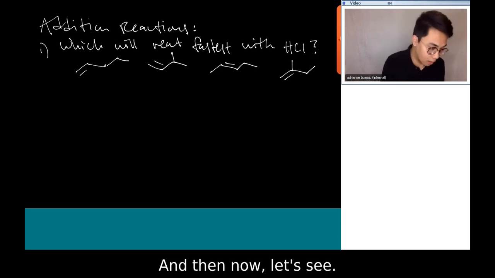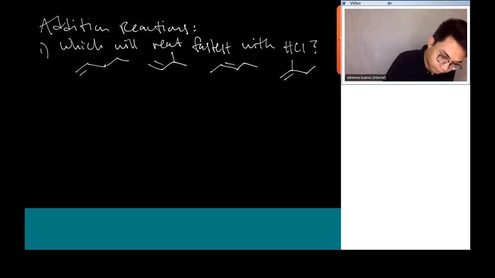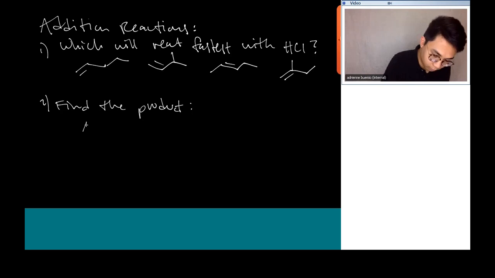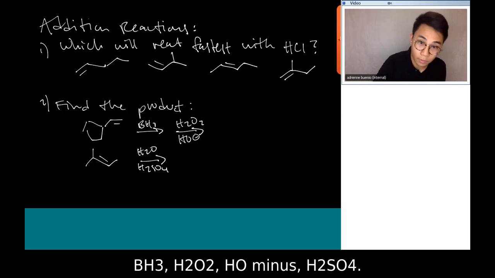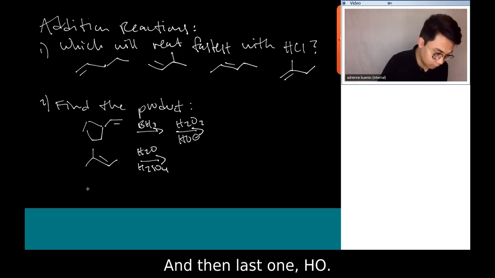Okay. And then now, let's see. Find the product. CH3, H2O2, HO minus, H2SO4, and then last one.